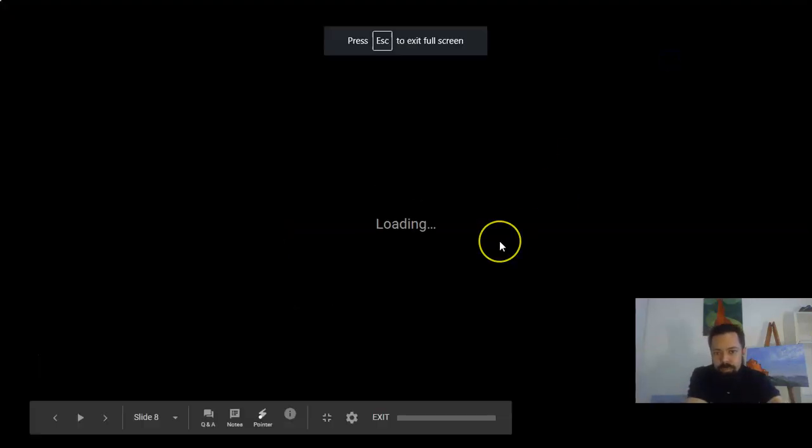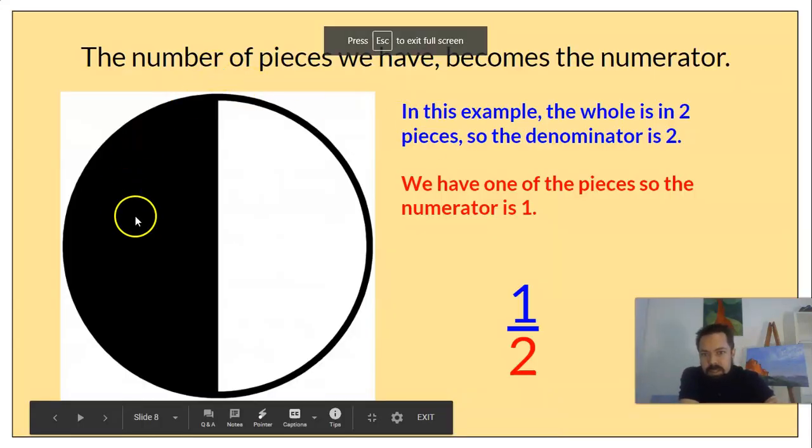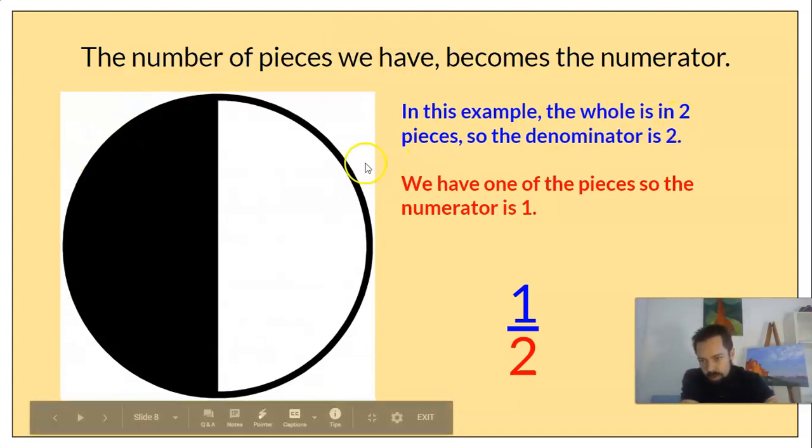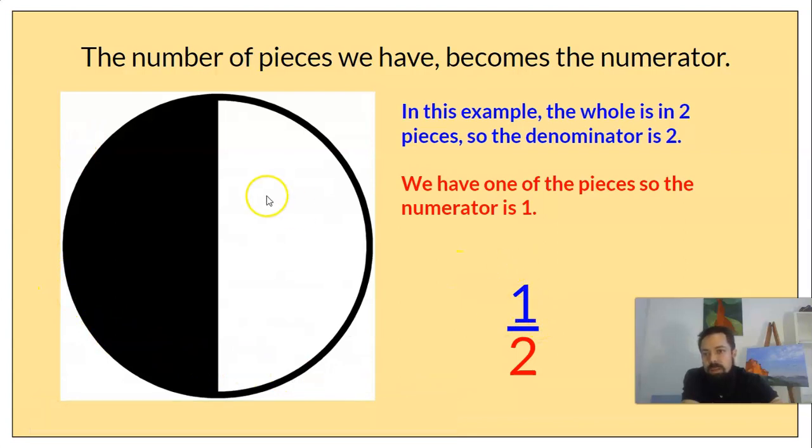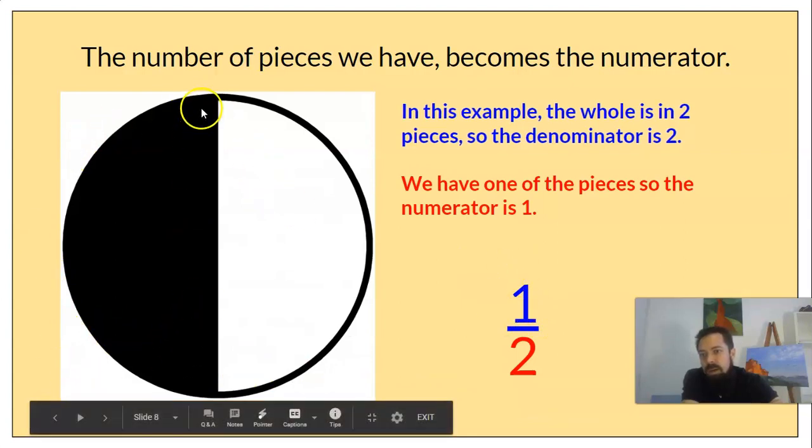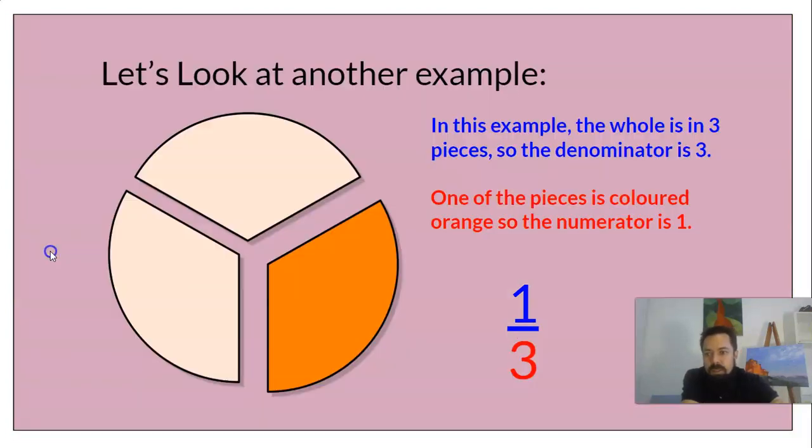Okay, so looking over here at this example, the whole circle is divided into 2 pieces. That's why our denominator is 2. And the numerator, we only have 1 piece, so 1 piece is colored in. And that's why the numerator is 1. So this is a half. In other words, half of the circle is colored in.